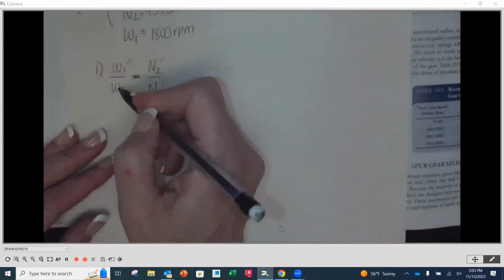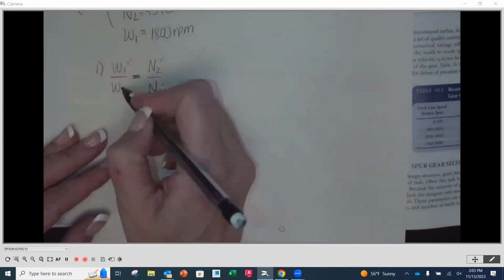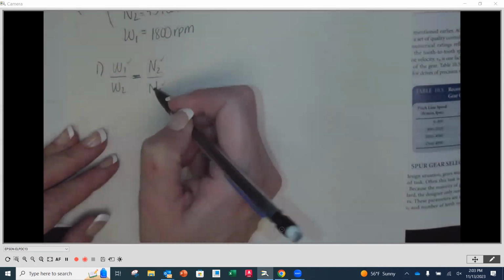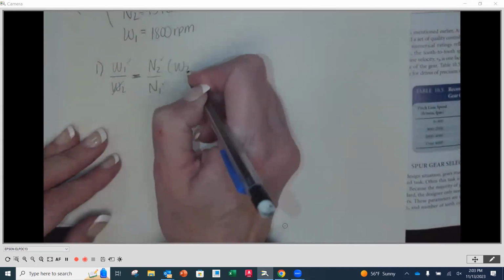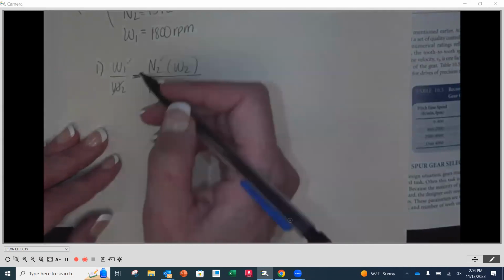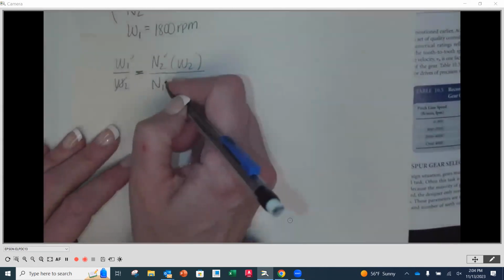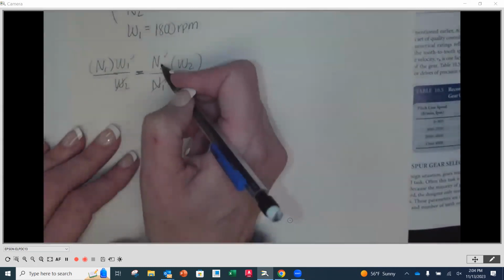I want to get W2 on top in a numerator. Right now it's in the denominator on the left-hand side. So to get it in a numerator, I need to multiply both sides by W2. That means W2 is going to go up here, and I'm going to cancel this out. Now I want to get W2 by itself, so I need to get rid of N1. I'm going to take N1 and multiply it up here, which then means to get rid of N2, I'm going to multiply it down there.